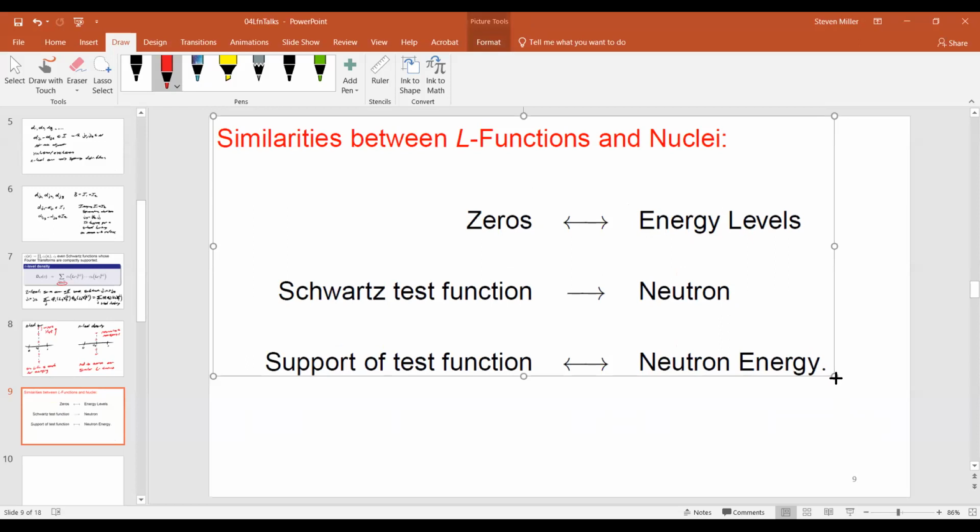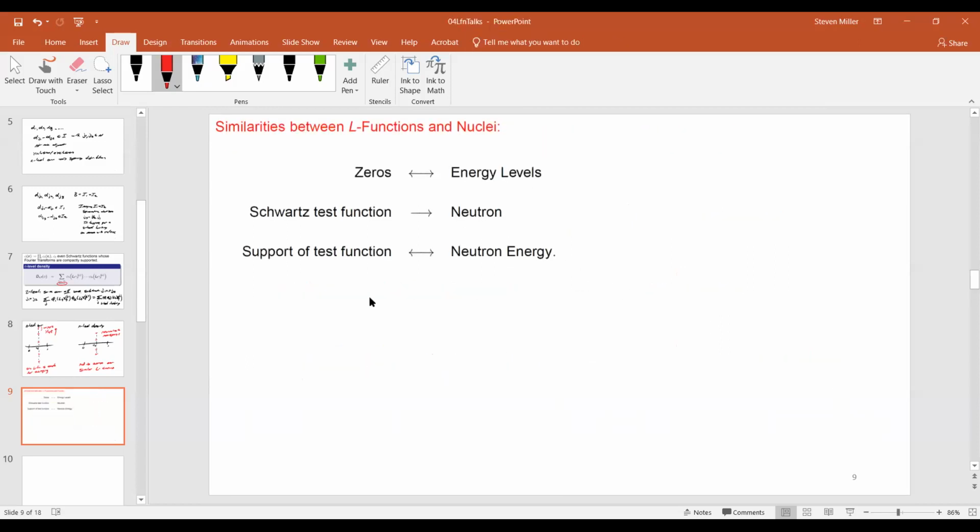Okay, so here are the similarities. On the physics side, you want to understand the energy levels of a heavy nucleus. So here is your nucleus, and you want to understand it.